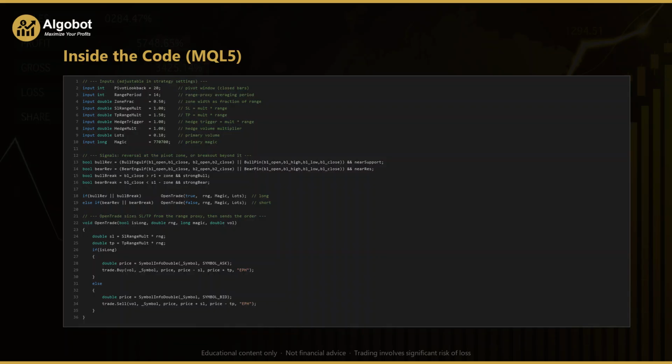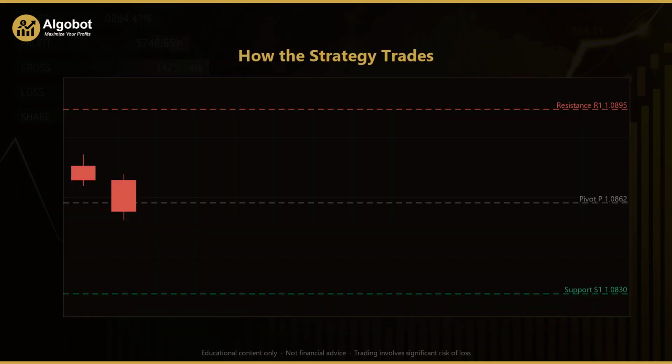It's compact, readable, and entirely driven by price. Let's bring this to life on a chart.